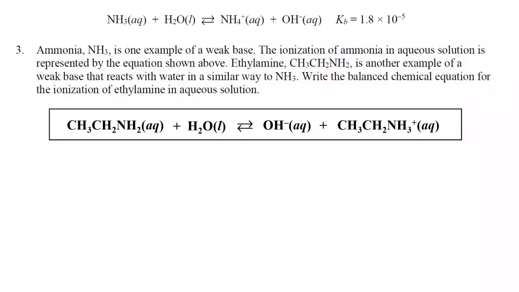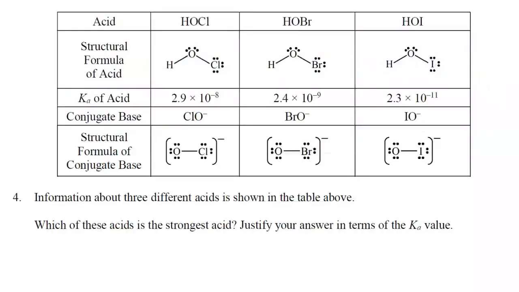Now let's take a look at question 4. In question 4, we have 3 acids that are similar in their structure. They all contain a hydrogen bonded to an oxygen and then bonded to a member of the halogen family, whether it's chlorine, bromine, or iodine. The Ka of each acid is listed, and you also have the formula of the conjugate base, which is going to contain the halogen bonded to oxygen, and that carries a negative charge.